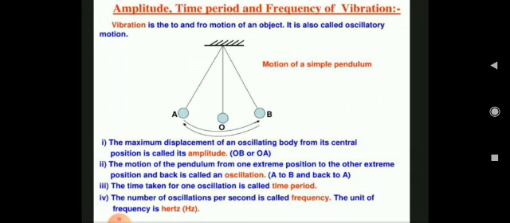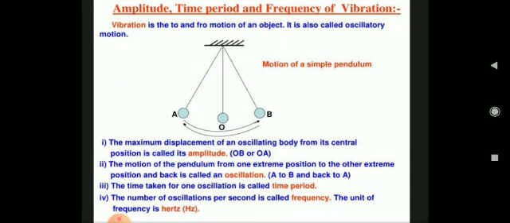It is the maximum displacement of an oscillating body from its central position. It is the maximum displacement of a vibrating body from its mean position, so it is called what? Amplitude. And its SI unit is meter, right?